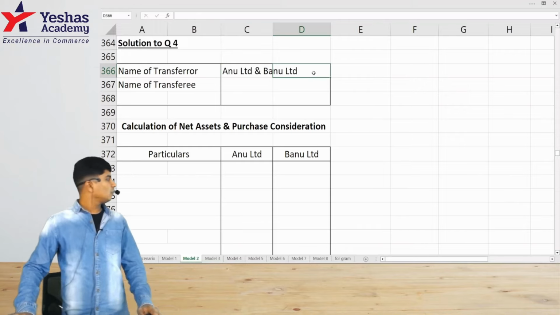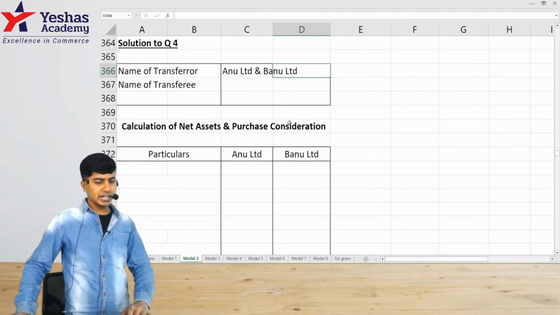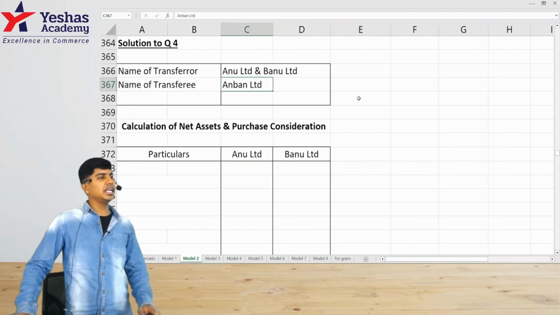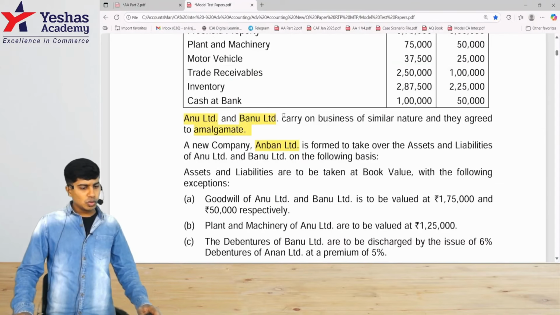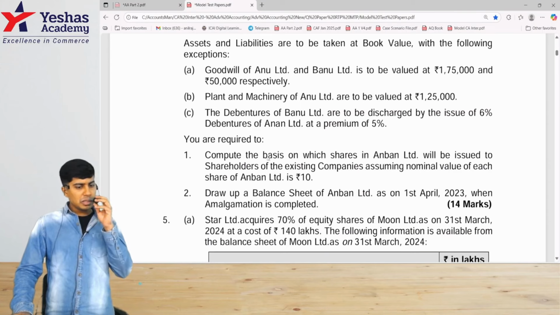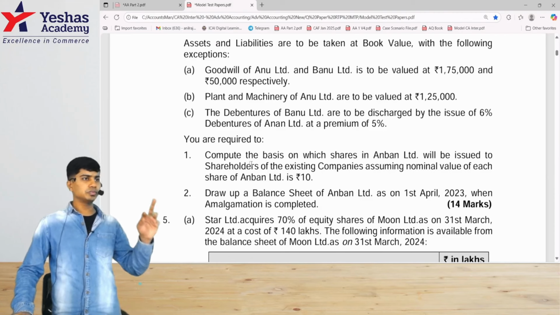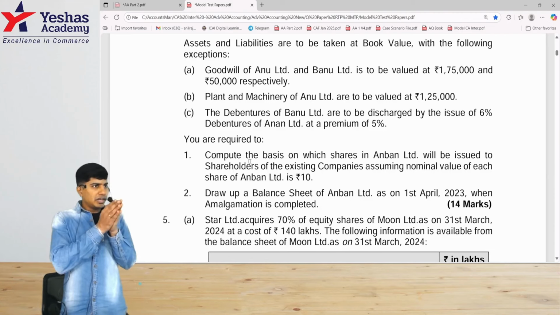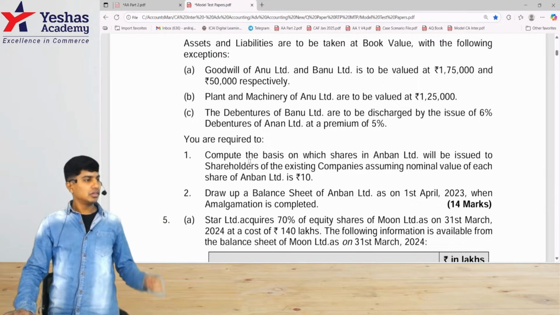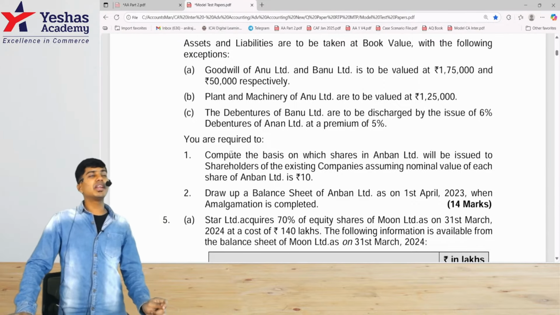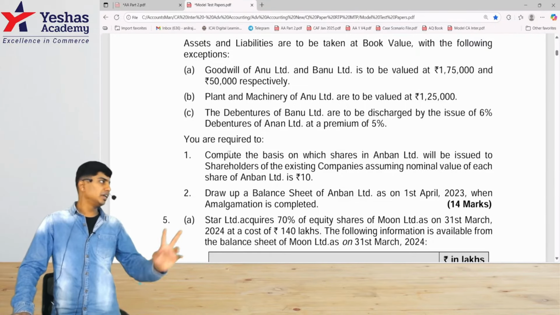The new company, what is it that they created? A new company, Unbun Limited, was created. Unbun will become transferee. Anu and Banu will become transferors. What do they want us to do? Come to the end of the question. Compute the basis on which shares in Unbun will be shared between Anu and Banu. Total PC has to be divided between PC for Anu and PC for Banu. How do they share? They're asking us to compute. Maybe they've given us the information of PC. They want us to compute discharge of PC between two entities.